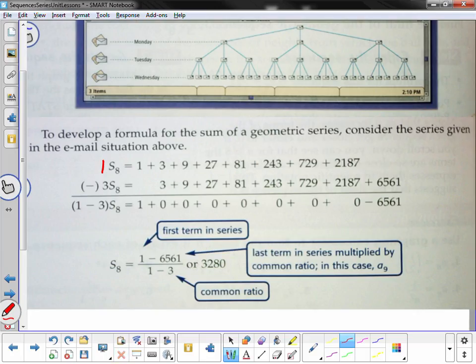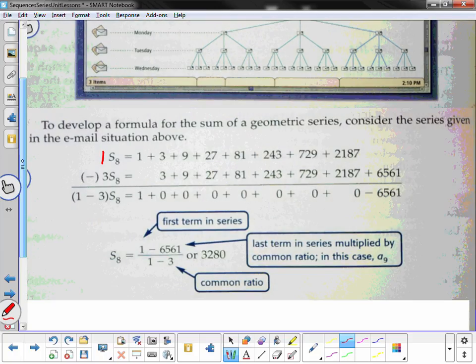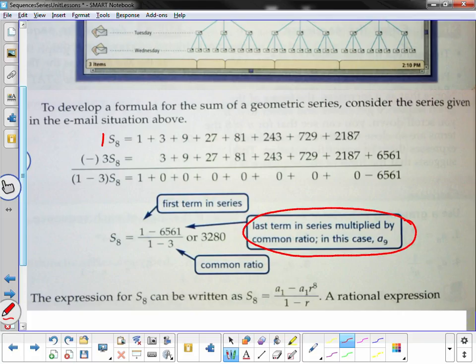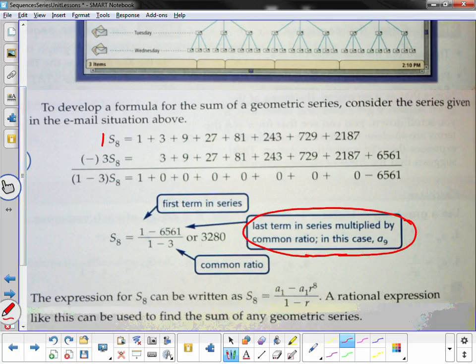Now, what does this mean, this 1 minus 6561 over 1 minus 3? Well, if we look at it very carefully once again, it's telling us that we have a sub 1, which is our first term, a sub 1 times r to the 8th power, and that's what we're talking about right here, the last term of the series multiplied by the common ratio. So I could call this a sub 8 times r, or I could say it's a sub 1 times r to the 8th, all over 1 minus r. This way might be a little easier to look at. Okay? Now, if I continue on with this idea, there I have a formula to figure out the 8th term.